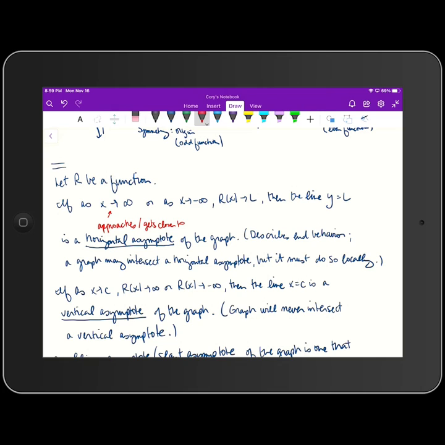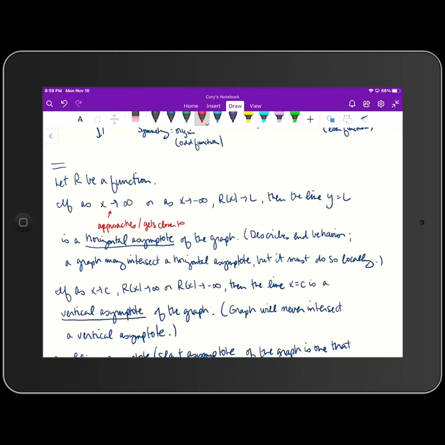So again, it says if as x approaches infinity or as x approaches negative infinity, the function r of x approaches L, then the line y is equal to L is a horizontal asymptote of the graph. Now, horizontal asymptotes describe end behavior. That tells us what happens to our graph as we move away from the origin in both directions, so as x goes to infinity and as x goes to negative infinity.